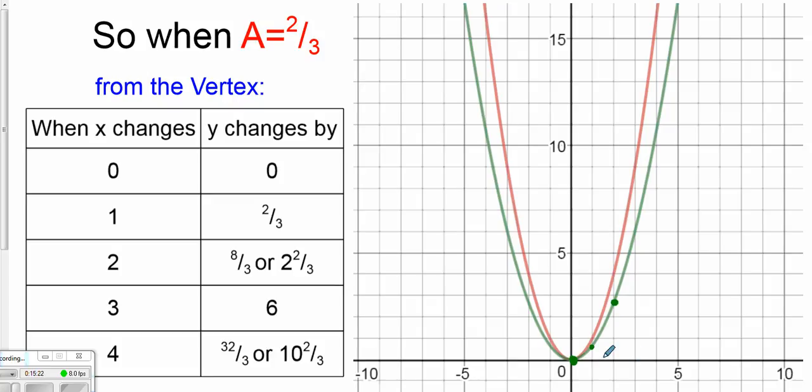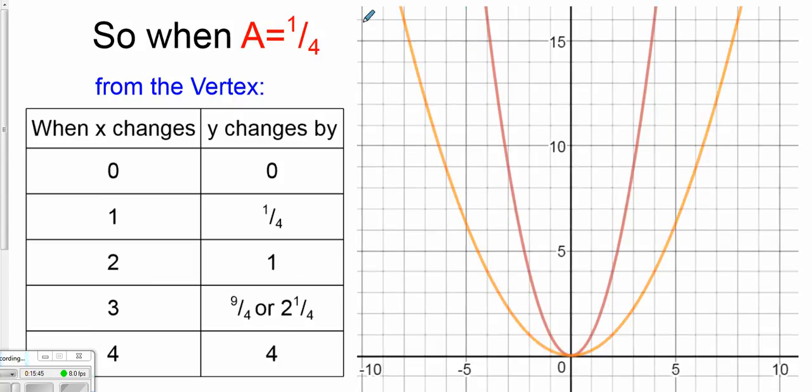When you go over 3, you come up to 6. So again, this one is kind of nice because this is a whole number spot. So you know that for sure when I come over 3, I can go exactly up to 6. And 4 would go up 10 2/3.